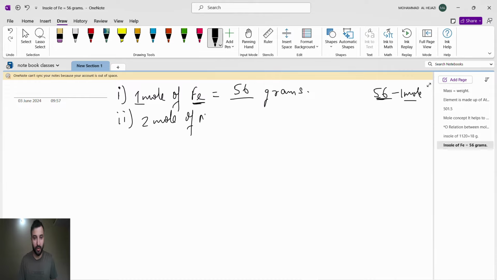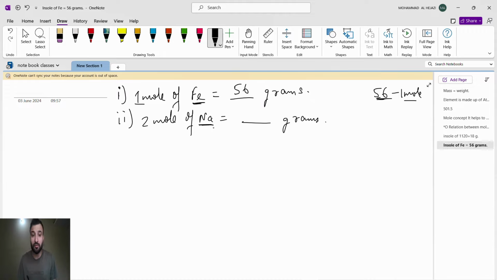2 mole of Na. Na means what? Sodium. How many grams? 2 mole of sodium. So first of all, what will we find? First of all we will find the atomic mass of sodium. Whatever is given, first of all, if an element is given, we will find its atomic mass. If a compound is given, we will find its molecular mass. Then only we will get to know. 2 mole of Na means 2 mole of sodium.